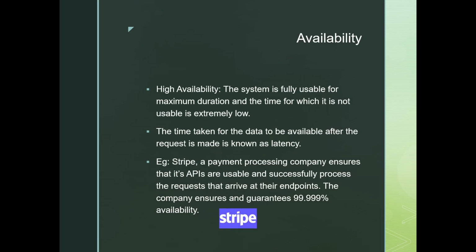Now let's see what availability is. High availability means a system is fully usable for the maximum duration, and the time for which it is not usable is extremely low. That means availability is the time for which the database is usable fully. The time taken for the data to be available after the request is made is known as latency. A real world example of high availability is Stripe, a payment processing company, which ensures that its API endpoints are usable and successfully process the requests that arrive at them. The company guarantees 99.999% availability, which is very good as per recent industry standards.